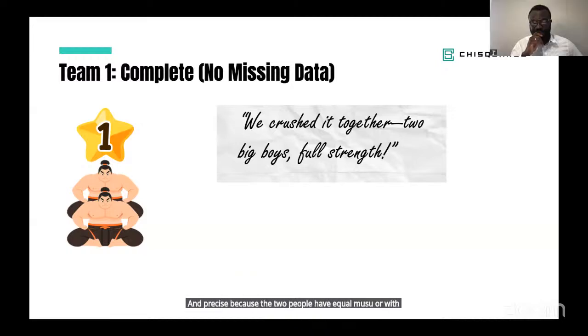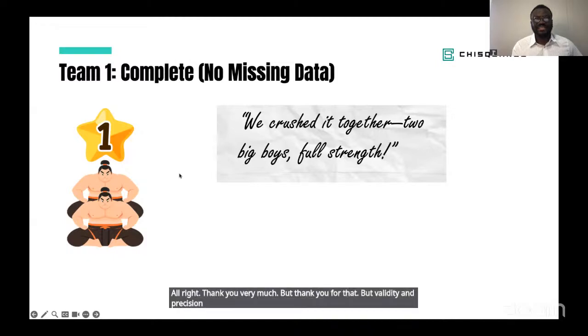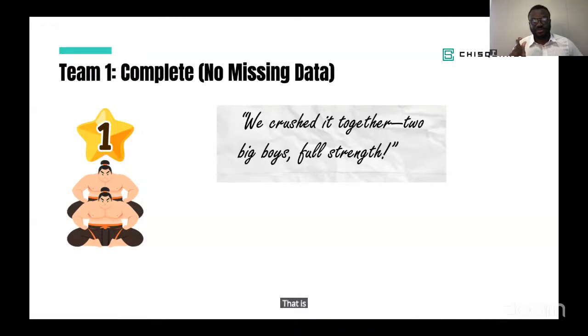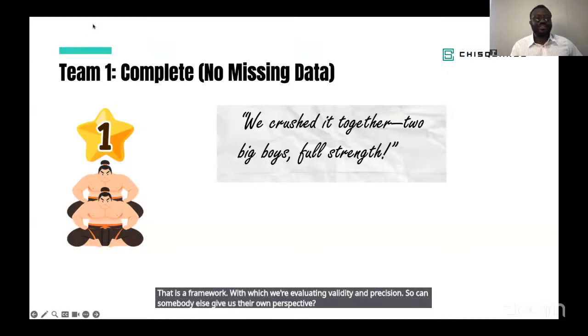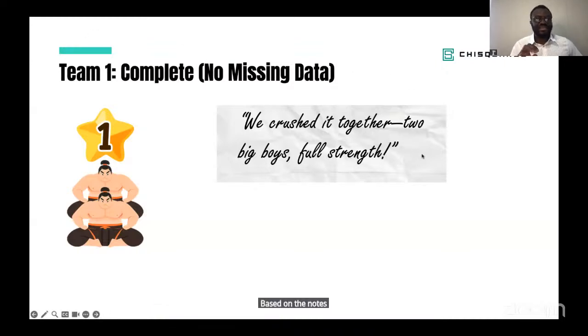All right, thank you very much. But we're evaluating validity and precision based on their message. This is the note they sent back home. That is the framework with which we're evaluating validity and precision. So can somebody else give us their own perspective based on the note they wrote home here? Is it valid? Is it precise?